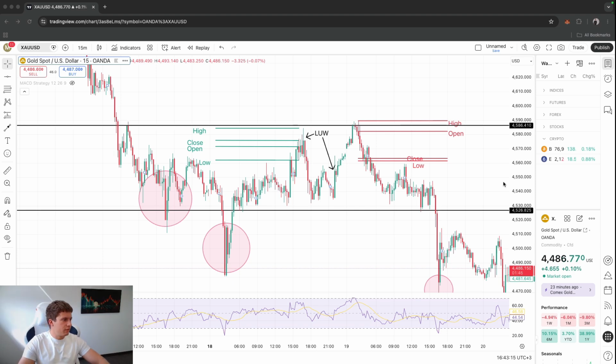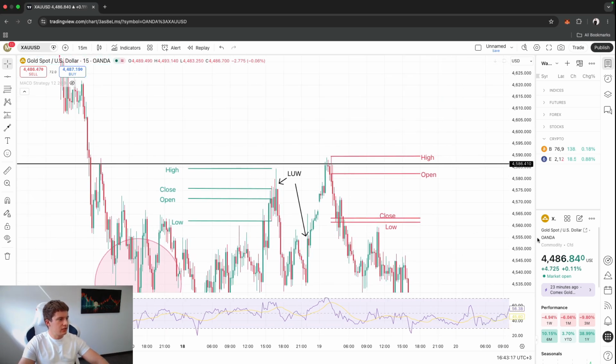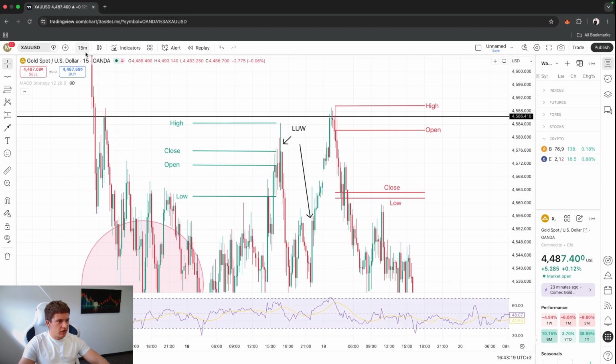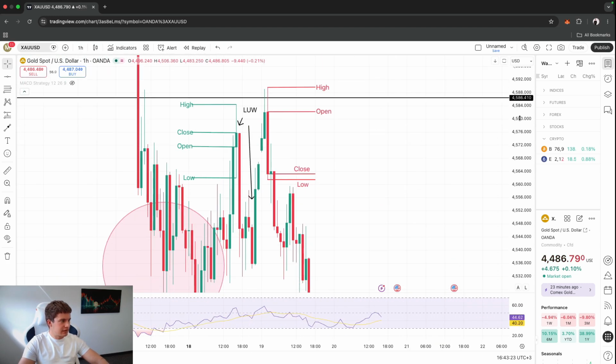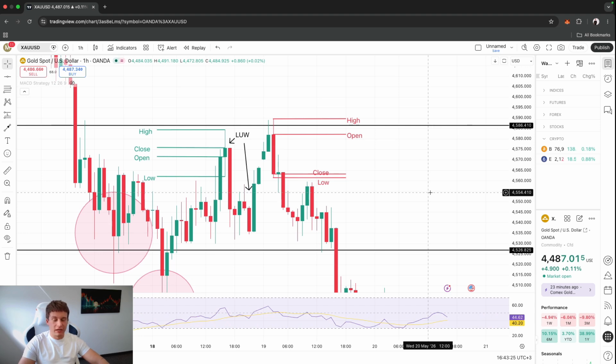Now let's first understand what a candlestick actually represents. We are going to be looking at the hourly time frame. Every candle tells you a battle between buyers and sellers over a certain period of time. So if you're on a 1 hour chart, then one of these candles represents 1 hour of price movement. 15 minutes will be 15 minutes, 10 minutes, you get the idea.